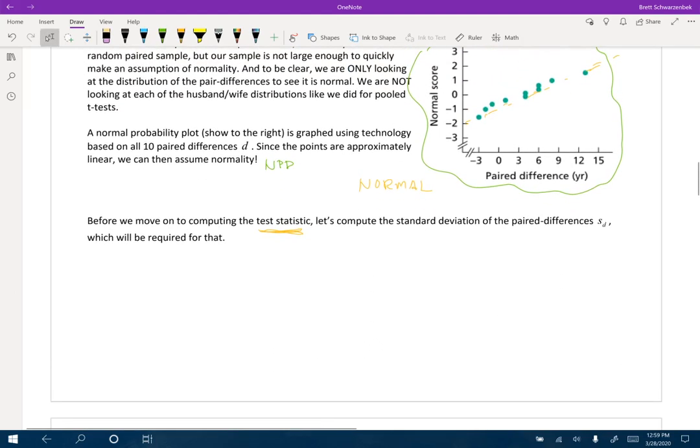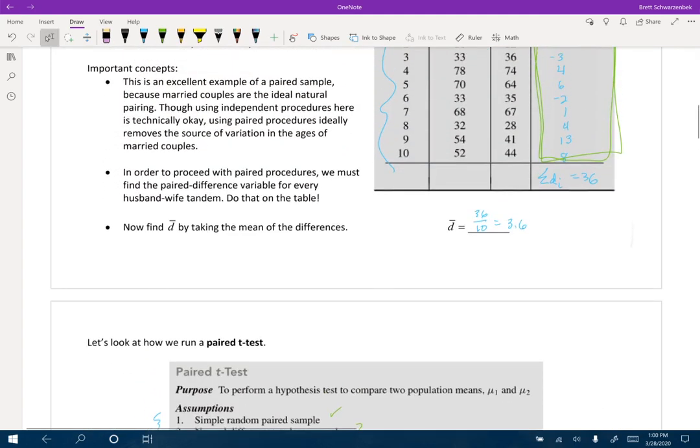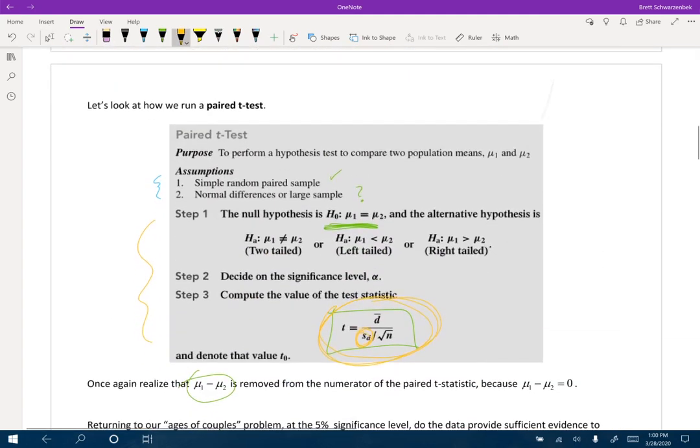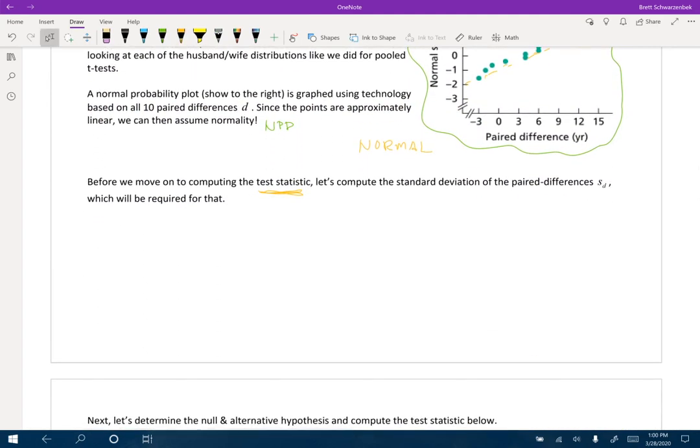So this is actually similar to our pooled procedure in the fact that we could not calculate t unless we found the pooled standard deviation. Well, now we can't calculate t unless we find the standard deviation of the difference. Note, we already know what d bar is. It's right here. So that's good. And of course, we know the sample size, so s_D is going to be the important thing in order to figure this guy out. Okay, so let's find this standard deviation of the difference.